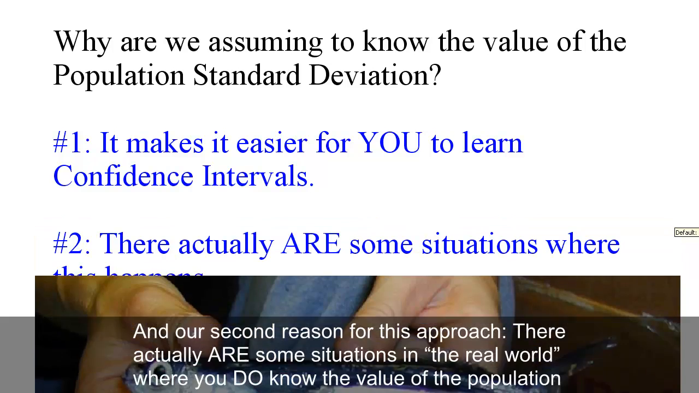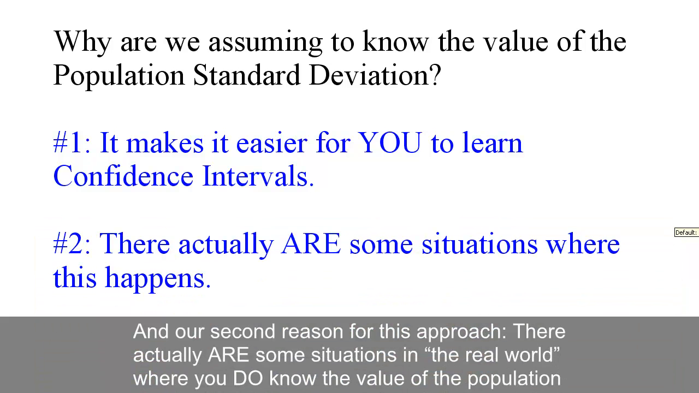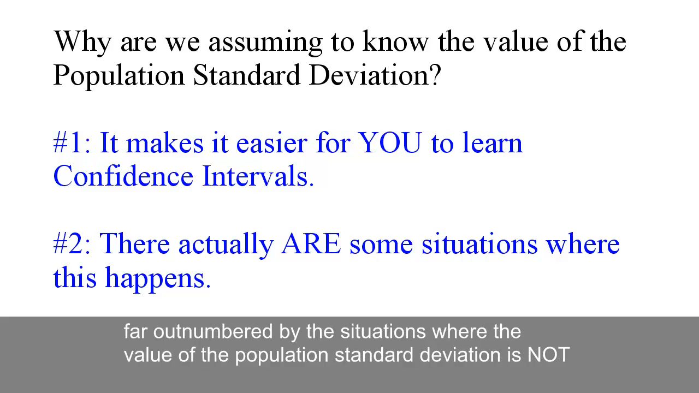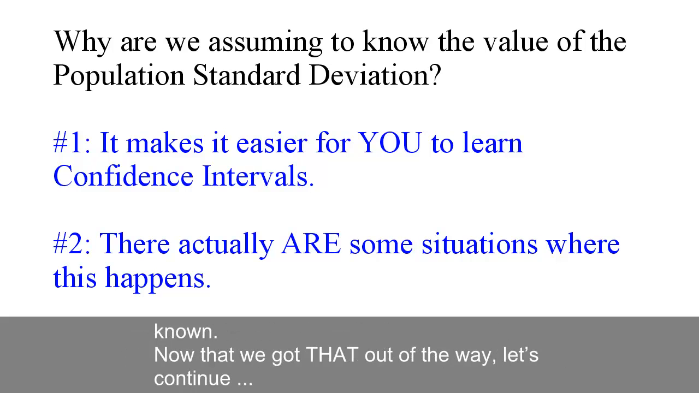And our second reason for this approach: there actually are some situations in the real world where you do know the value of the population standard deviation, but do not know the value of the population mean. But those situations are far outnumbered by the situations where the value of the population standard deviation is not known. Now that we got that out of the way, let's continue.